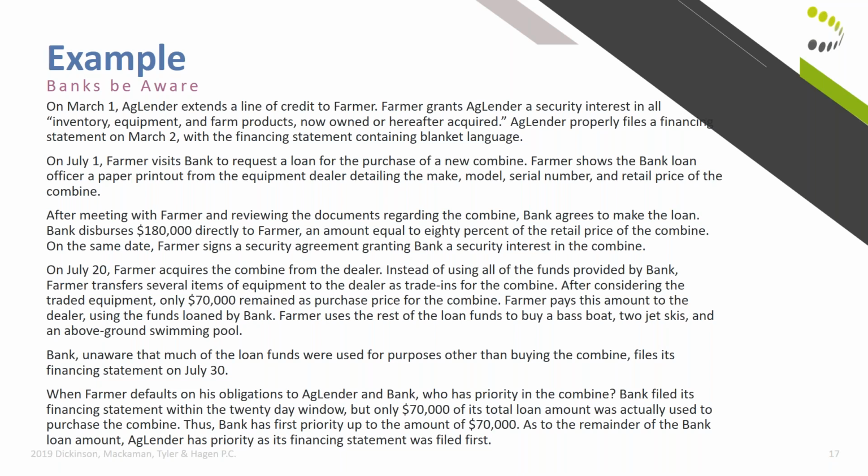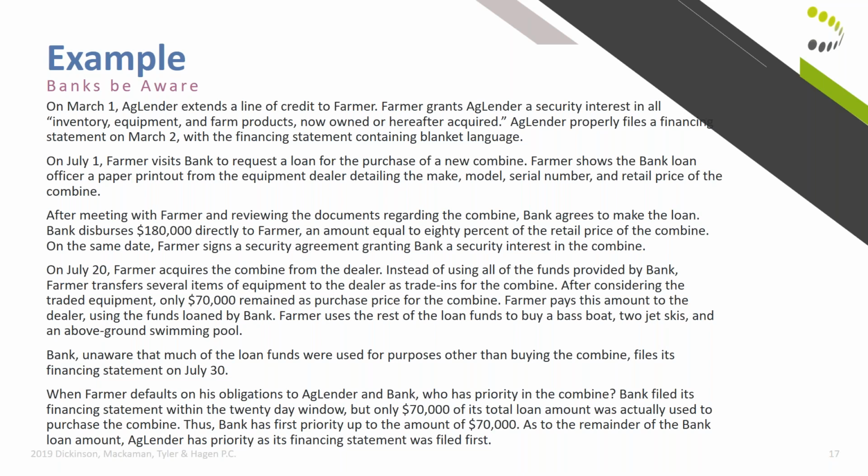On July 1st, farmer then requests a new loan for a combine from the equipment dealer. After meeting with farmer and reviewing the documents, bank agrees to make the loan on that equipment. The bank disperses $180,000 directly to farmer, which is equal to 80% of the retail price of the combine. On that same date, farmer signs a security agreement granting bank a security interest in the combine.